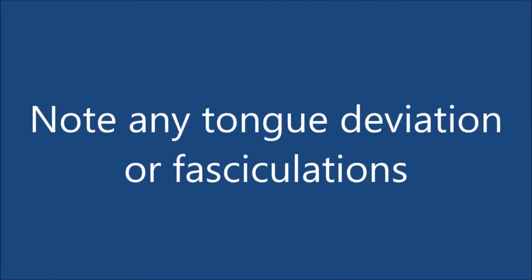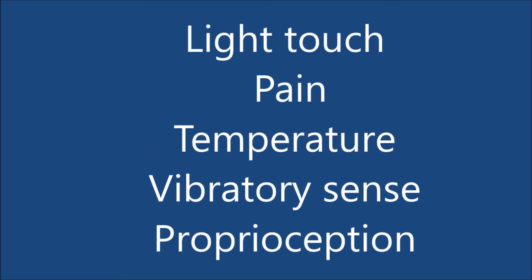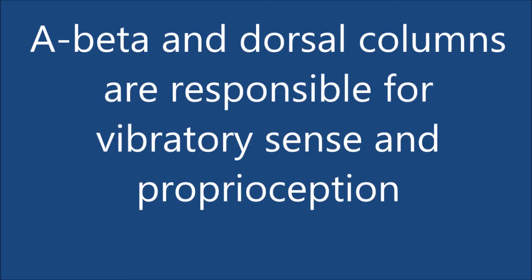Have the patient stick their tongue out and note for any tongue deviation, as well as any fasciculations noted in the tongue. Next, you'd want to be assessing for the patient's sensory exam. You should test for all the major sensory modalities, including light touch, sensation of pain and temperature, vibratory sense, as well as proprioception. Some major nerve fibers you should be aware of are A beta and dorsal columns.